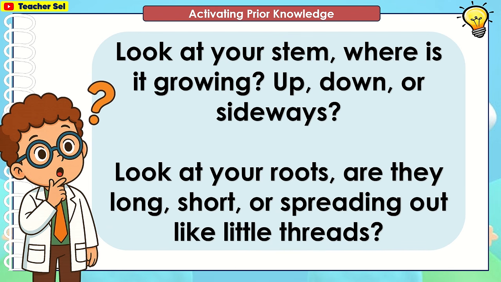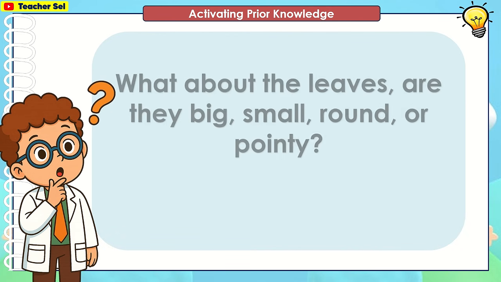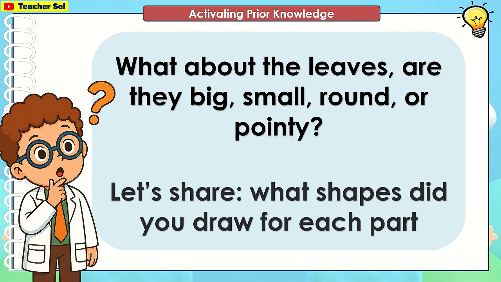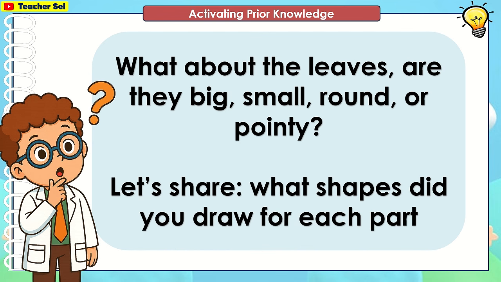Look at your roots. Are they long, short, or spreading out like little threads? What about the leaves? Are they big, small, round, or pointy? Let's share. What shapes did you draw for each part?